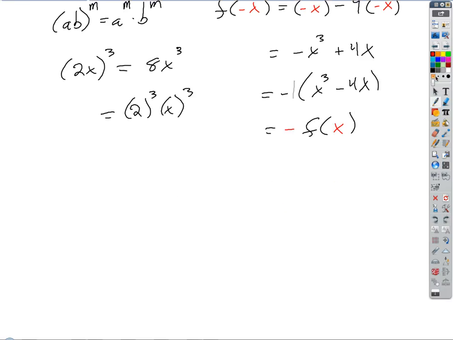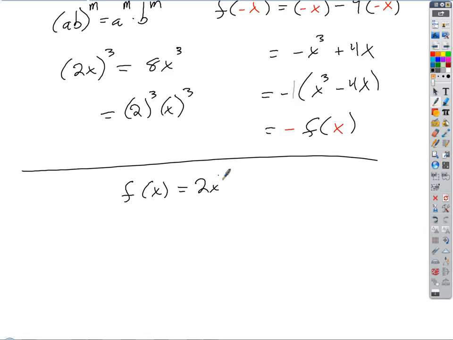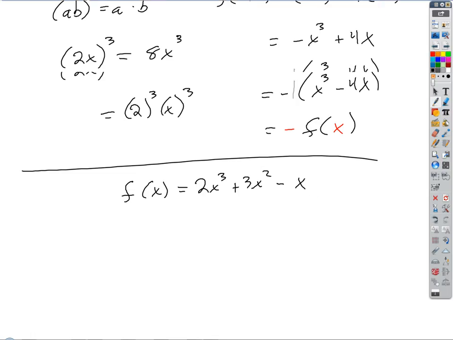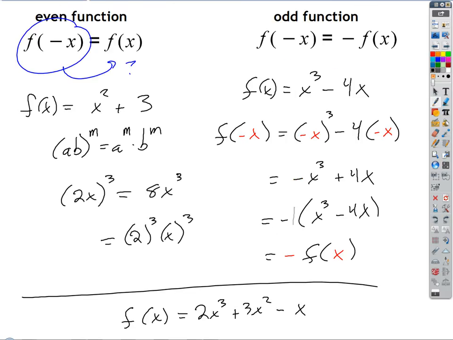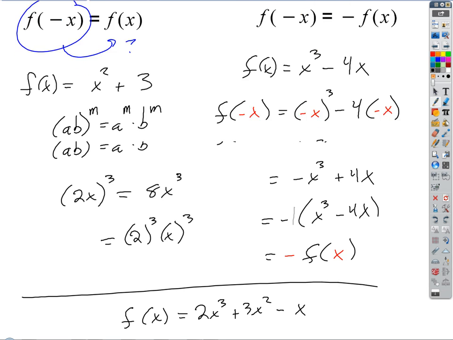Let's try one of these now. Let's look at the function f of x equals 2x cubed plus 3x squared minus x. Okay, so what do you do? You want to test to see if it's even or odd? We're just going to evaluate it at negative x and see what happens, right? If one of these two things happens, then it's either even or odd. Okay, so let's try it.